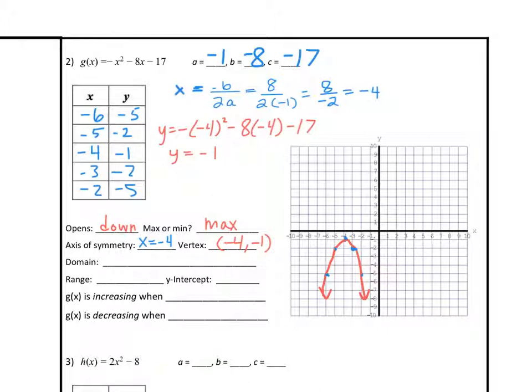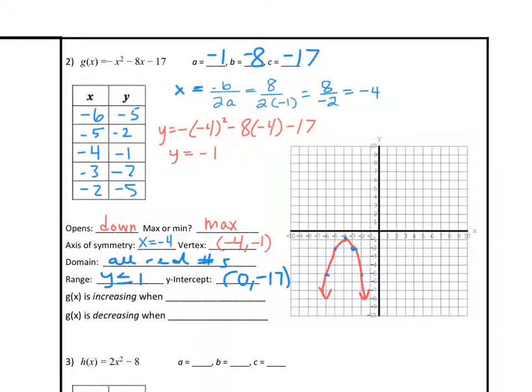What's my domain? All real numbers. All real numbers, always. My y values are everything less than or equal to -1. So y value is less than or equal to the vertex, everything below that. Your y-intercept is your c value. What's your c? -17, so 0, -17. You can't see it on there, but you can actually see it in your table.